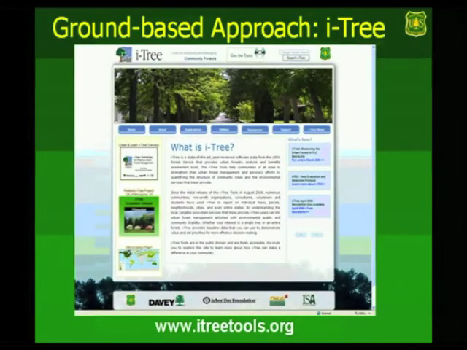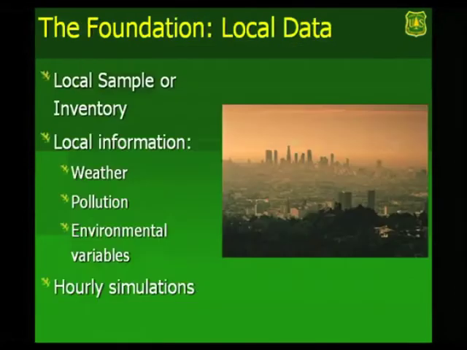What Eco is basically the old UFORE program. We renamed it. It's a ground-based approach to measuring trees or populations of trees and trying to assess ecosystem services. What it does is it takes the data that you collect on a tree or a population of trees, and it brings in the local weather data, the local pollution data, and some other environmental variables from the location that you're at. You have to tell us what city you're in. And then it basically tries to simulate those trees through time.